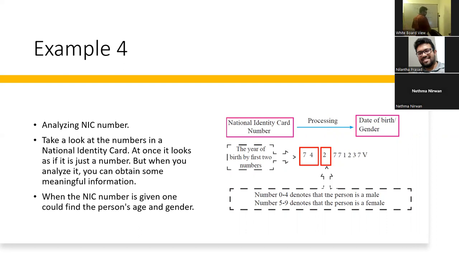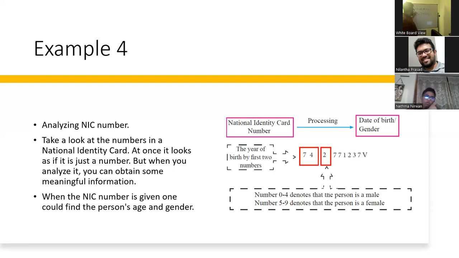So if you take this format, we can see the identity card number 742, then 7712, like this it has. So this is some kind of a data. 237 V. 742771237 V.